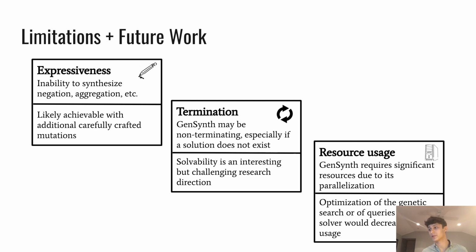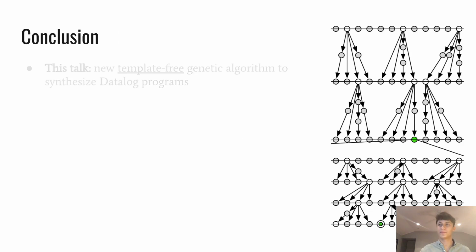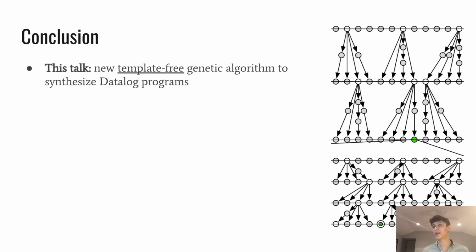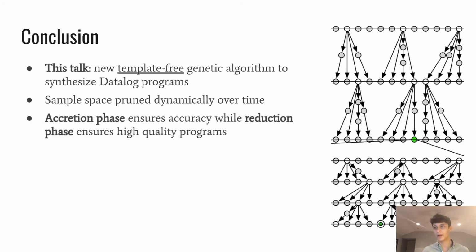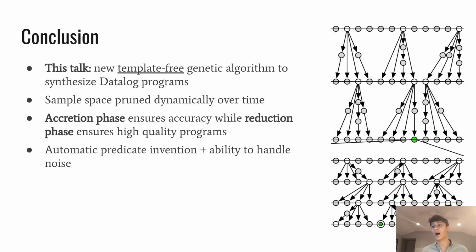a lot of resources. In conclusion, we introduce a new template-free genetic algorithm that synthesizes Datalog programs. The sample space is pruned dynamically over time using a genetic algorithm. We ensure accuracy using the accretion phase, while the reduction phase ensures that we have high-quality results. Our approach allows us to automatically synthesize invented predicates and gives us the ability to handle noise.